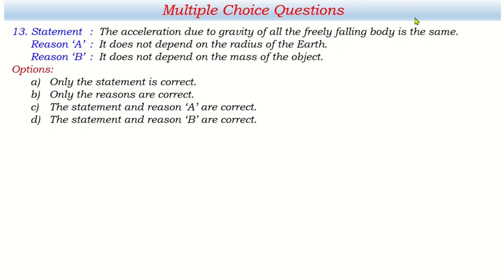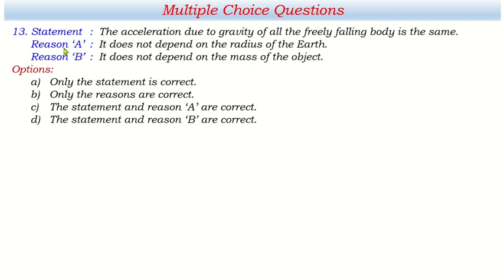Yes, freely falling body means not in the air. Free fall is possible only in vacuum, whether it is a feather or a stone or a huge mass. All of them fall with the same rate. That's why acceleration due to gravity of all the freely falling bodies is the same.